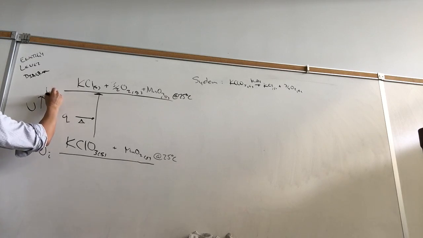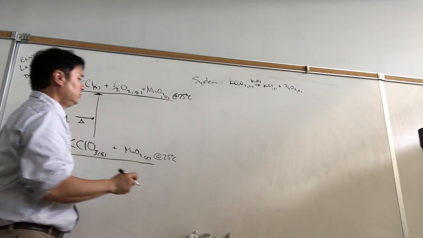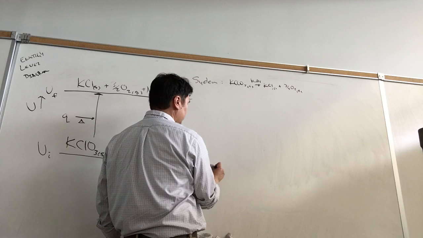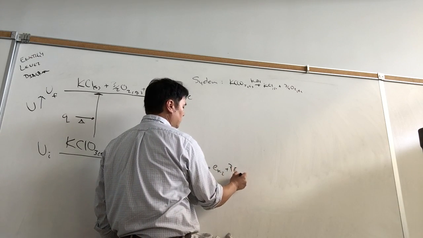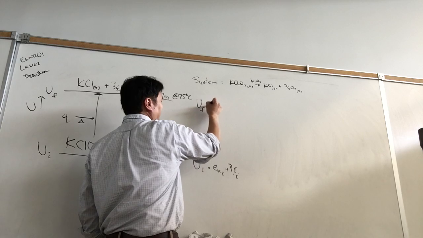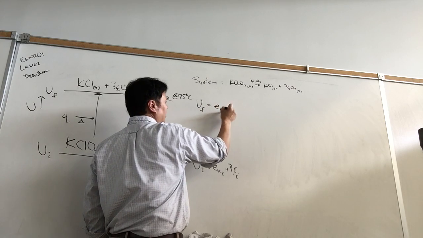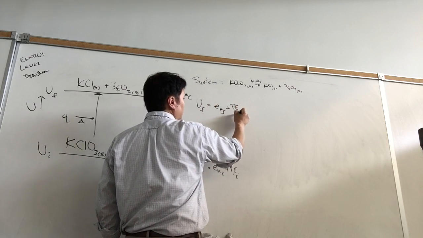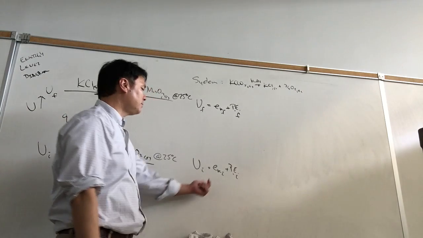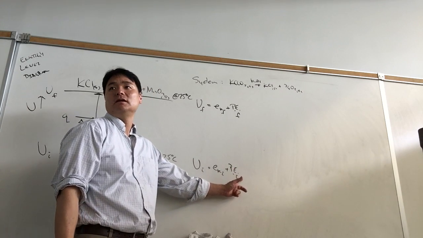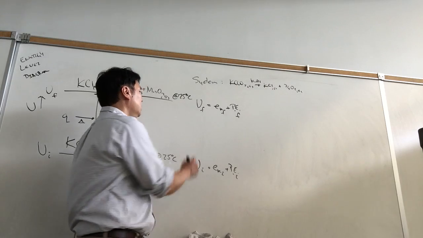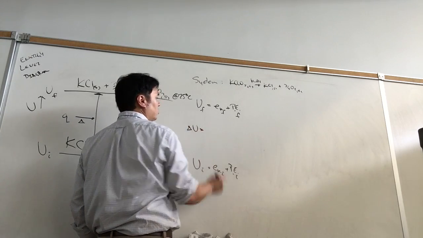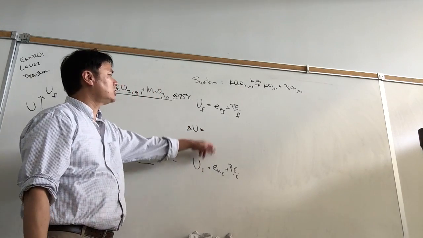Basically, U initial is equal to the kinetic energy initial plus the potential energy initial. U final is equal to the kinetic energy final plus the potential energy final, because the total energy is the sum of the kinetic energy plus the potential energy. Delta U here is the change. Did the kinetic energy change?